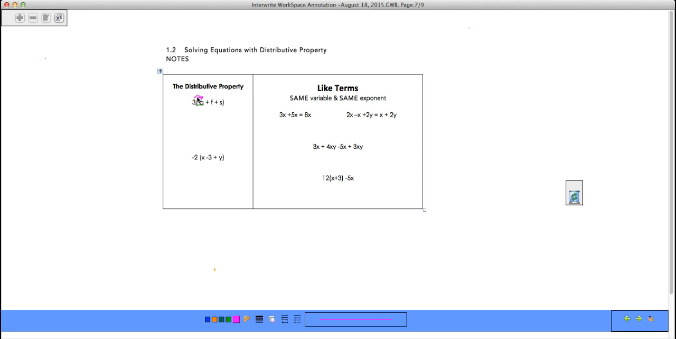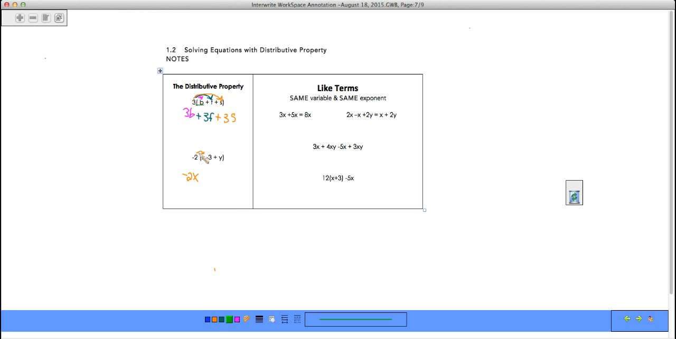So here I have 3 times b, which is 3b. Moving to the next part, I have 3 times f, which is 3f. And then I still have this term over here, so I have to take 3 times s, which is 3s. So once again, you're just taking whatever's outside of the parentheses and multiplying it to each term inside of the parentheses. So in the next example, I have negative 2 times x, which is negative 2x.